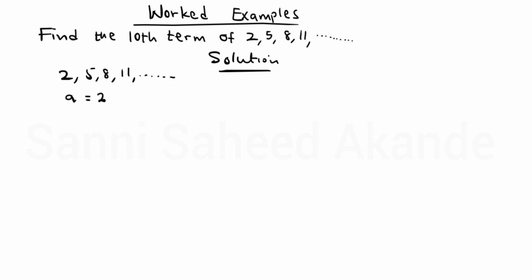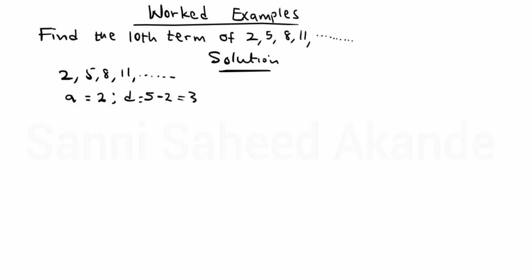Okay, then our common difference D is equal to, so you can pick any of the terms aside from the first term. Okay, if I pick the second term now, which is 5, then I will subtract the previous term, which is the first term, from it. 5 minus 2, it will give me 3. All right, so our common difference is 3.